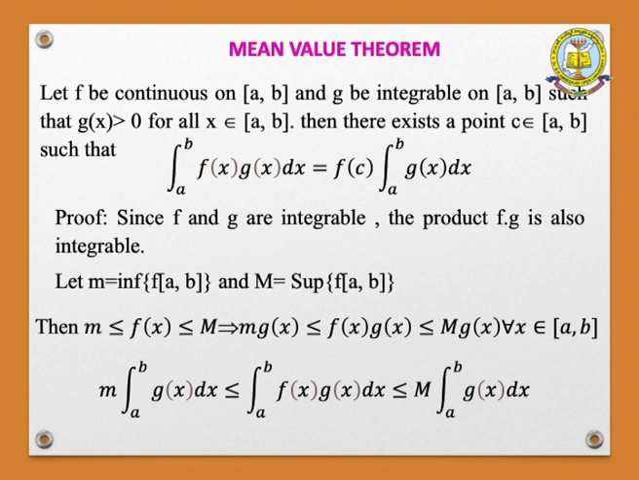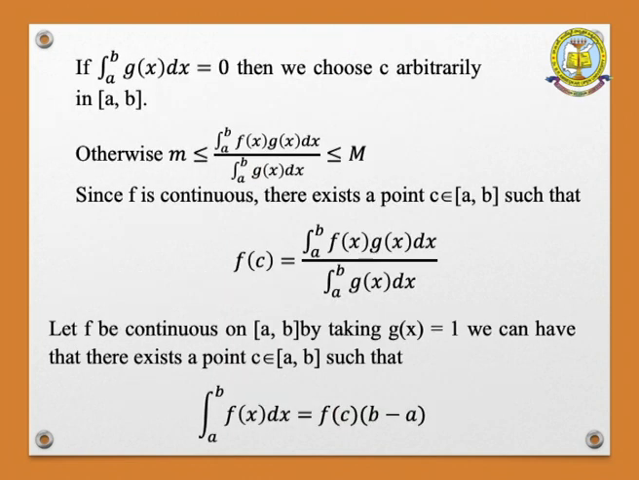So, integrating, m into the integral a to b of g of x dx is less than or equal to the integral a to b of f of x into g of x dx, which is less than or equal to capital M into the integral a to b of g of x. If the integral a to b of g of x dx is 0, then we choose c arbitrarily in [a, b]. Otherwise, you have small m less than or equal to the integral a to b of f g dx divided by the integral a to b of g of x dx, which is less than or equal to capital M.